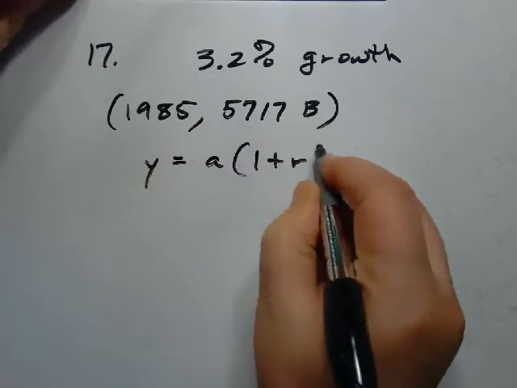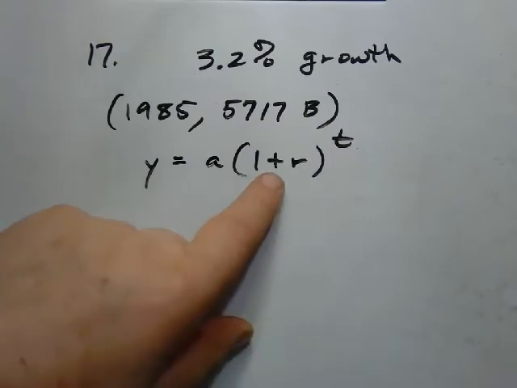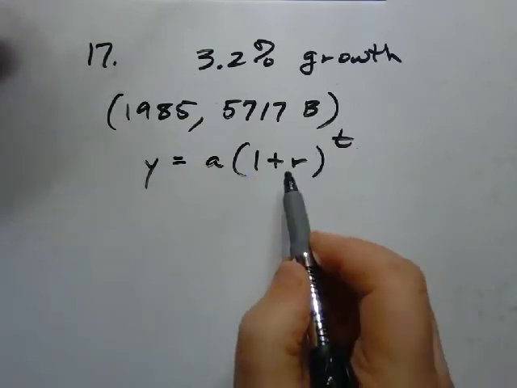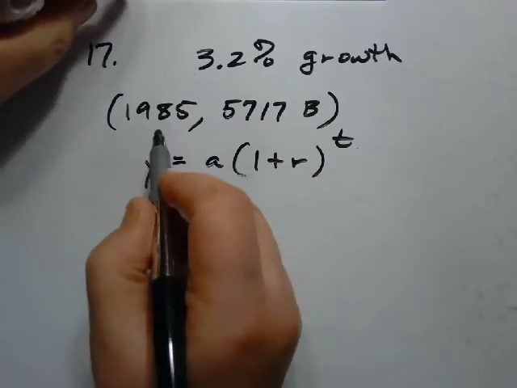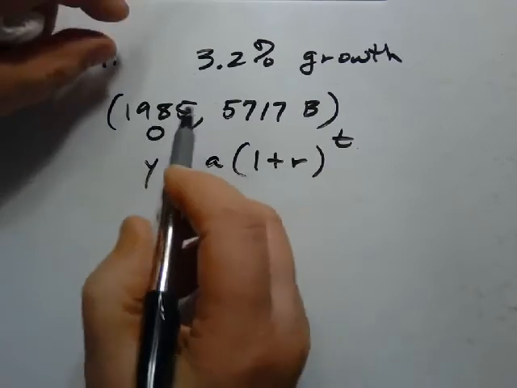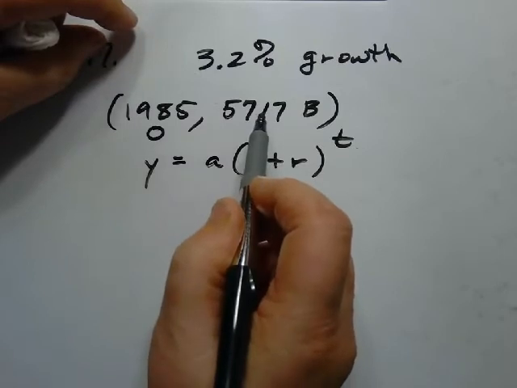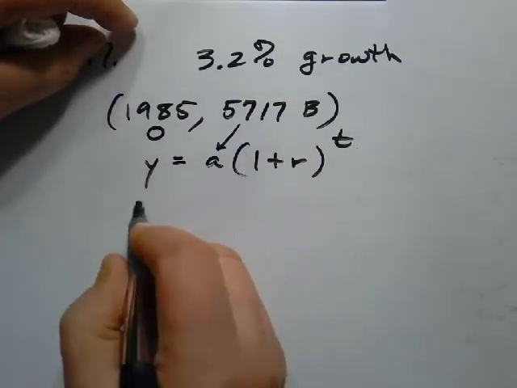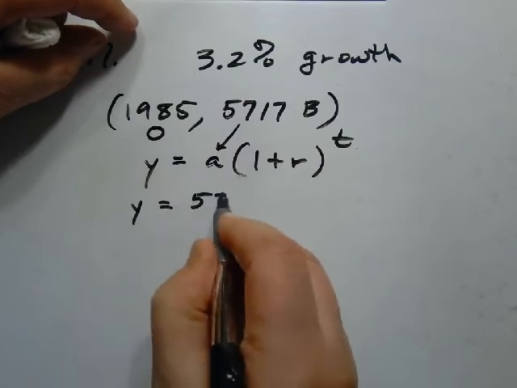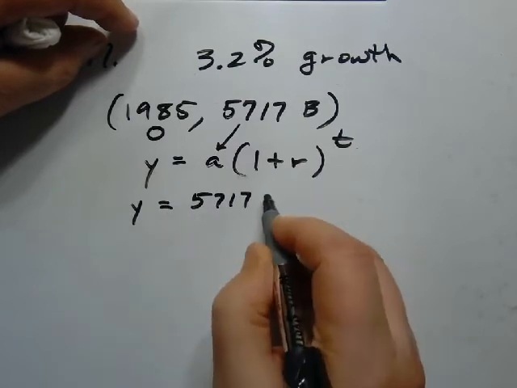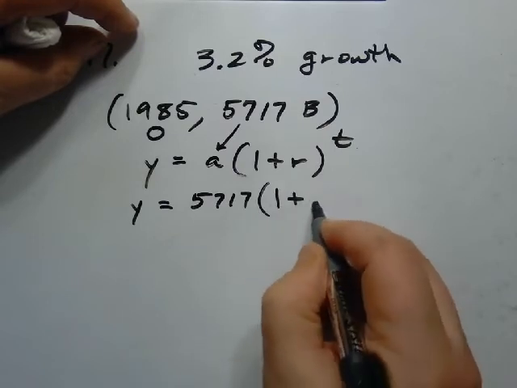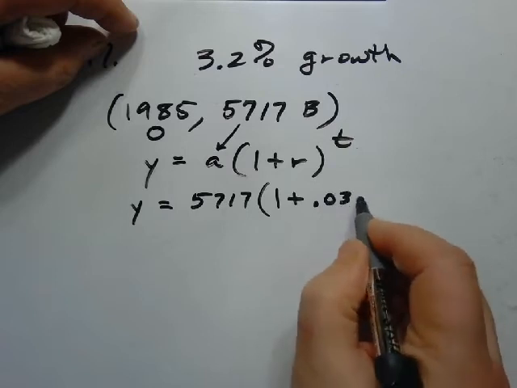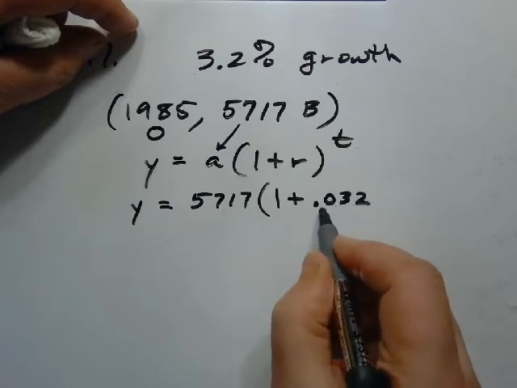A(1 + r)^t. Now again, remember this plus sign means it's growth. If this was a minus sign, this would be decay. Well, in 1985, we're going to call that year 0. And we do that so that we can use this number as our initial amount. So y equals 5717 is the initial amount. And the interest rate is 3.2%. Make sure you get the right number of decimal places here. Move the decimal 2 places.